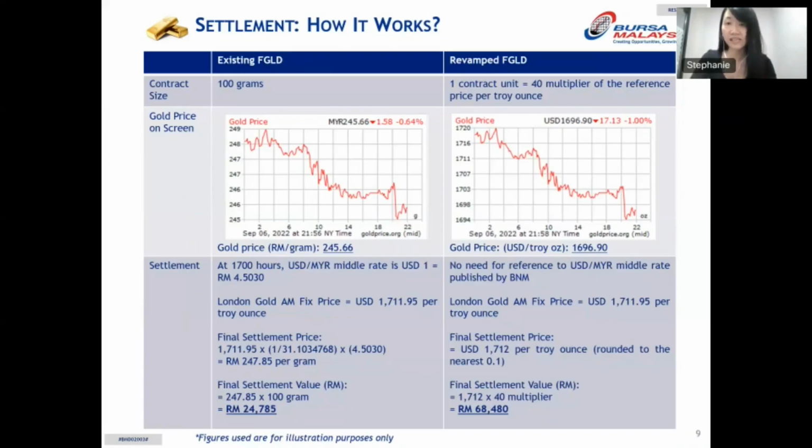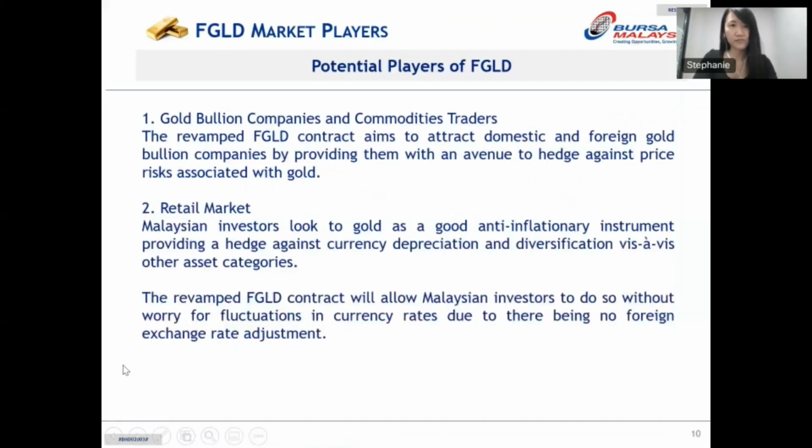Now, if you want to calculate the profit from your cash settlement, you will take 1712 minus 1696.9, let's say that's your entry price, and times it by 40, which will give you a profit of 604 ringgit. Okay.